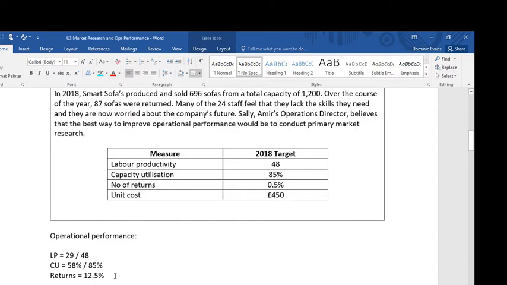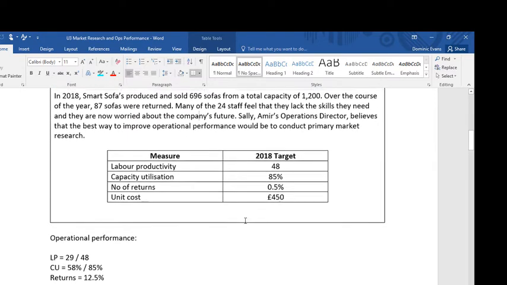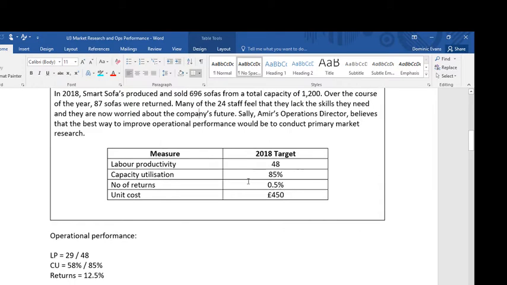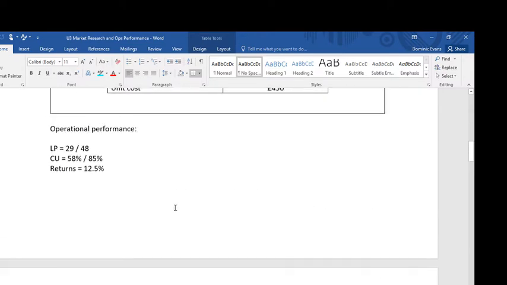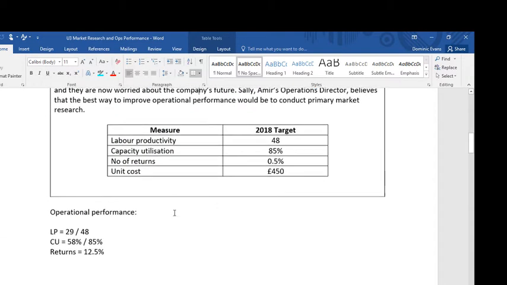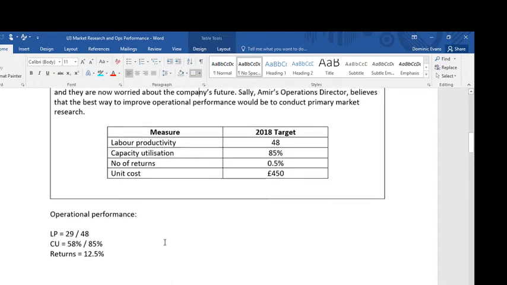And their returns are 12.5% of those sofas that they sold. So they're way above target in all of those things. It doesn't look like we've got information to calculate unit cost here, but we can assume that the cost per unit is going to be higher than it would be if capacity utilisation was being fully utilised. So what's the main problem here? Well, the main problem here is they're not selling enough sofas, isn't it?